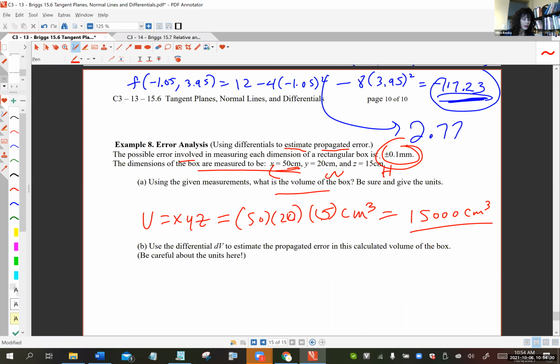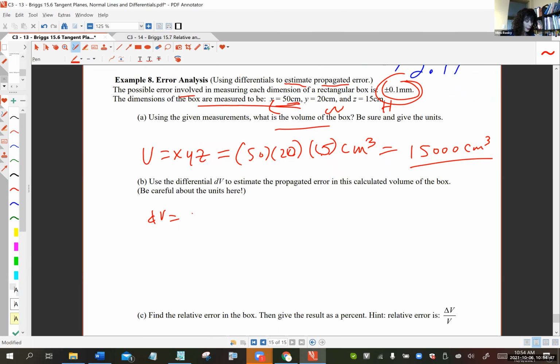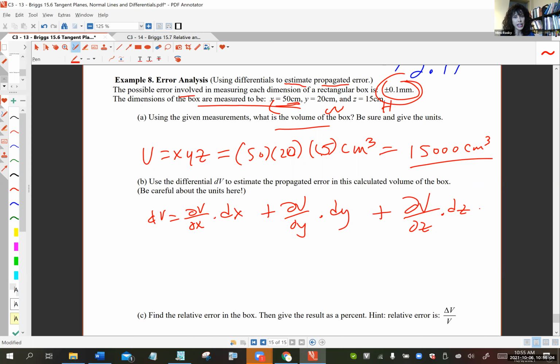Well, here's the deal. We're going to use a differential to answer this question. We're going to use calculus to figure it out. What? You need calculus to figure out propagated error in this problem? You do. So dV, that's the differential, and I want you to write out the formula: dV = (∂V/∂x) dx + (∂V/∂y) dy + (∂V/∂z) dz. Now, it's worth mentioning something. A lot of people may look at this and get confused because this kind of looks like the chain rule, doesn't it?